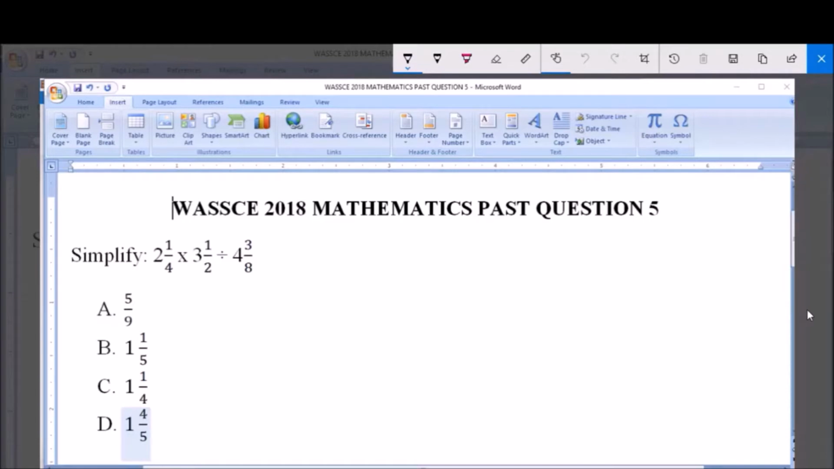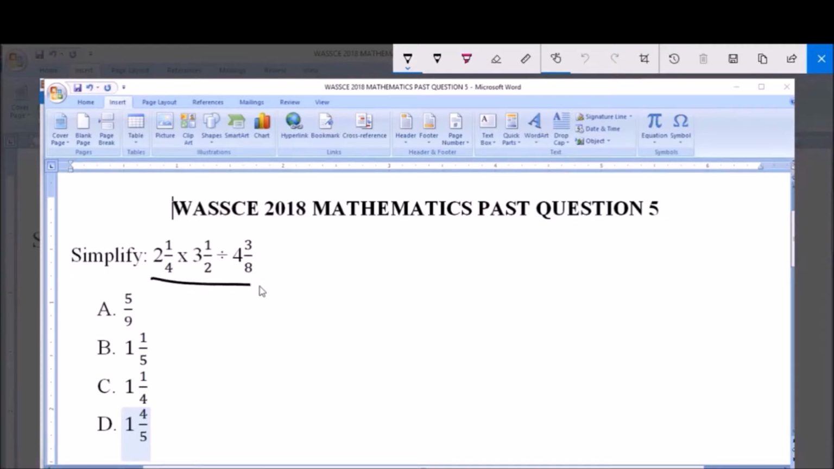I will be answering WASSCE 2018 Mathematics Past Question 5. Simplify 2 whole number 1 over 4 multiplied by 3 whole number 1 over 2 divided by 4 whole number 3 over 8. Now the options given are 5 over 9, which is A, B 1 whole number 1 over 5, C 1 whole number 1 over 4, and D 1 whole number 4 over 5.